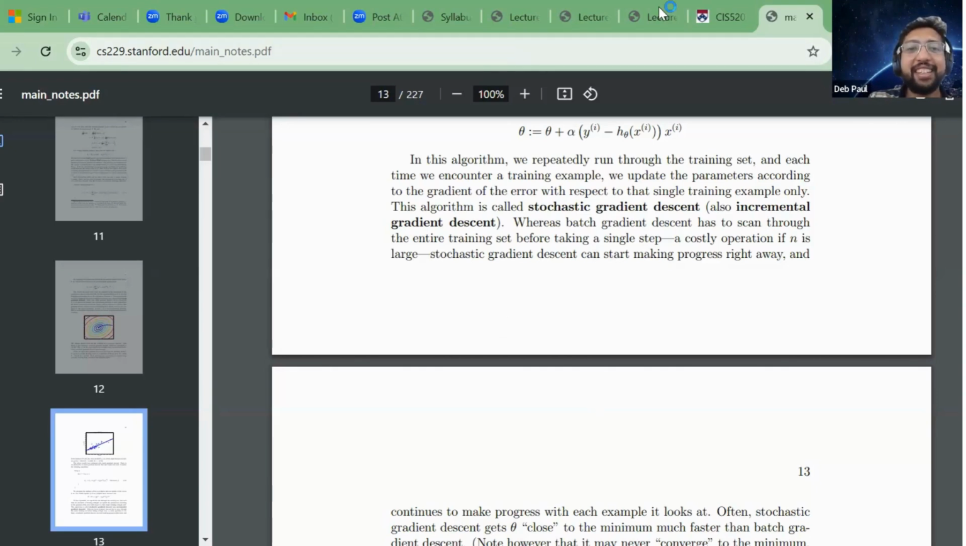Yeah. Go ahead. So to find the minimum bias and variance point, we use the trade-off.